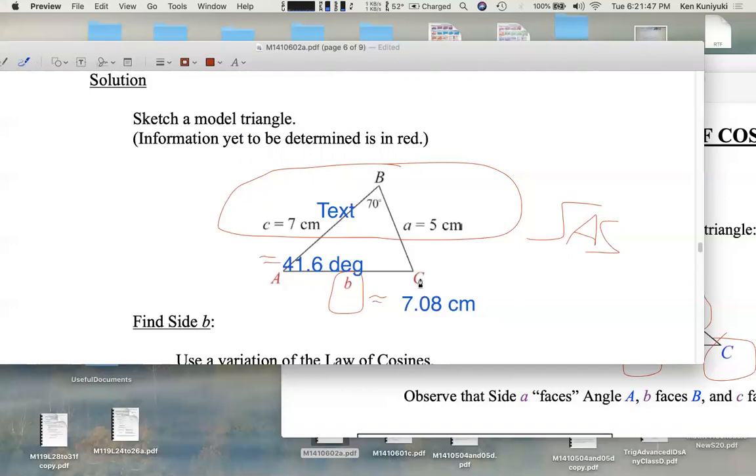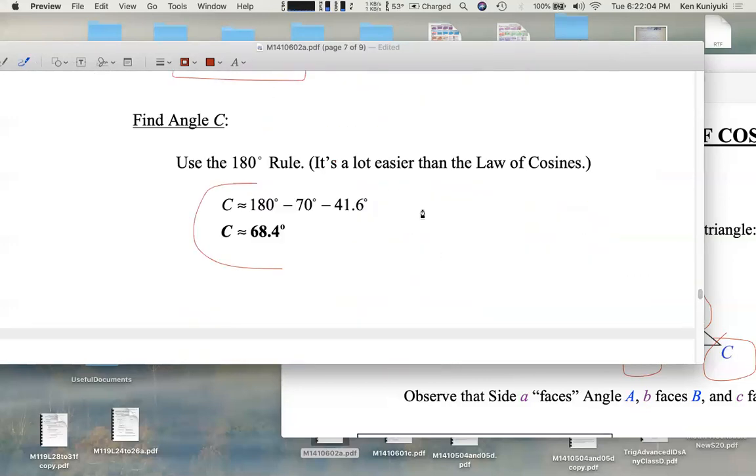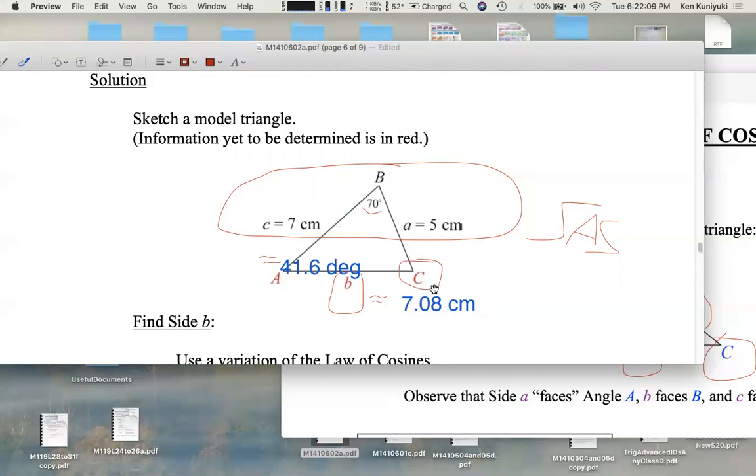All right, and now, how do we find angle C? We're given this. We now have this over here. We can use the 180 rule. 180 degrees minus that, about 68.4 degrees. It's easy to find that third angle once you find the other two. We're given one, and we found a second one.